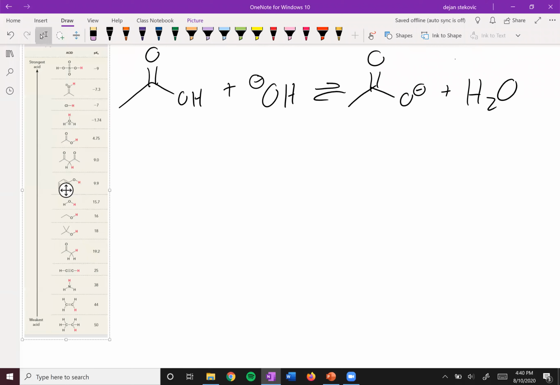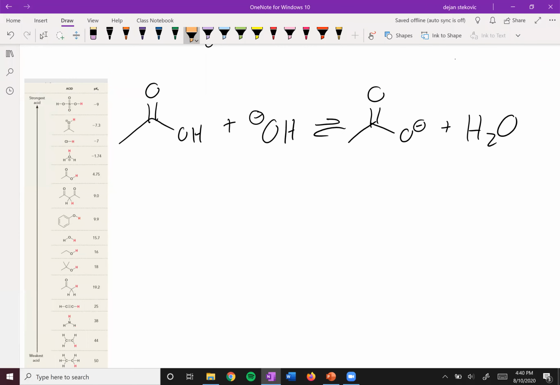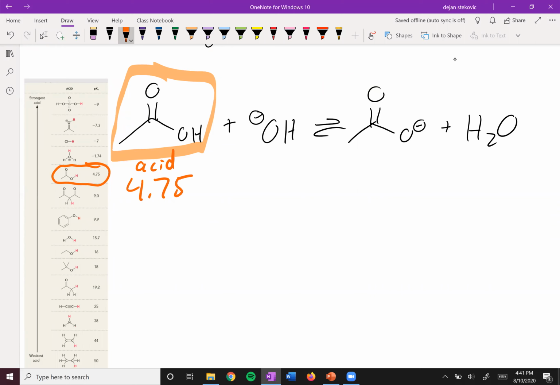And remember, this pKa chart tells us the strength of the acid. So we have to identify which component is acting as the acid. The acid is the H plus donor. And so going from left to right, we can see that this guy is the acid. And so we can find its pKa. If we look in our chart, find this guy right here at 4.75, right?